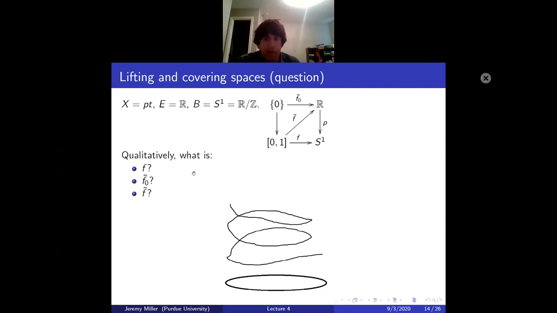Okay, any takers for qualitatively, how should we think of F? Maybe the first question is too easy, so people are scared. I'm just saying view F as a path in S1. F is like some path in this black circle downstairs. What is F0 tilde?